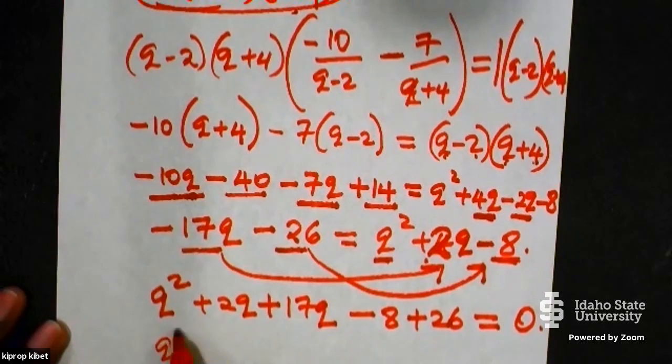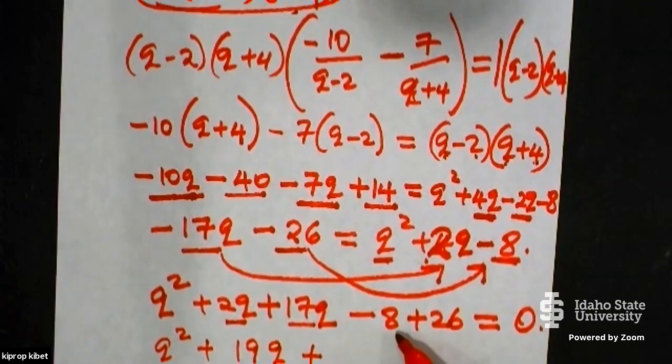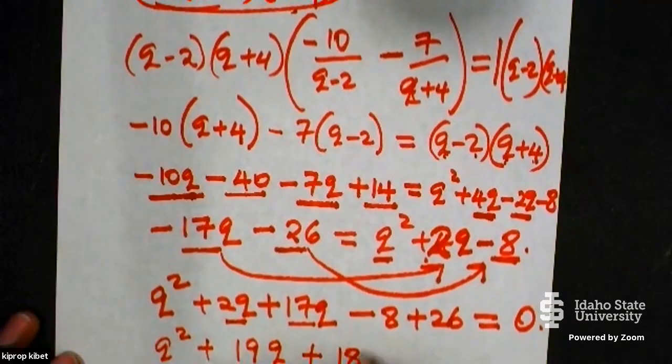So we have q squared plus what? This and this will be what? So 19q, right? Minus 8 plus 26 is what? 18. So we have plus 18 equals 0. Okay.